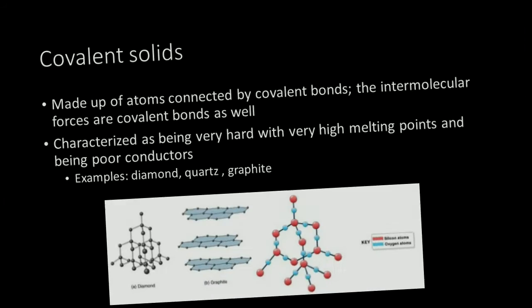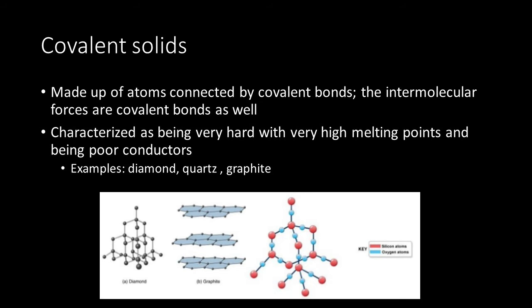Covalent solids are made up of atoms connected by covalent bonds. The intermolecular forces are covalent bonds as well, characterized as very hard and with very high melting points, and being a poor conductor. Some examples of covalent solids are diamond, quartz, and graphite.